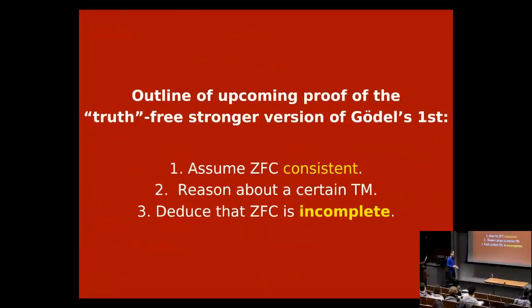We now have all the pieces together. We're going to finally finish proving the full, strong version of Gödel's first incompleteness theorem, the truth-free version that says ZFC, or any formal system, cannot be both consistent and complete. In other words, if you assume it's consistent, that it never proves both a statement and its negation, then it can't be complete. There have to be some statements that it can't prove and can't disprove.